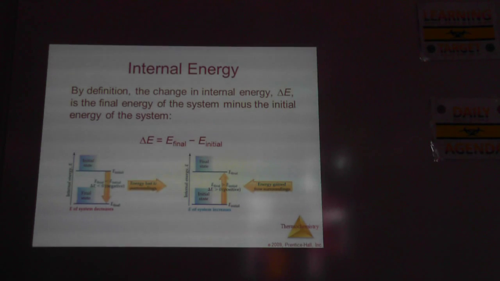So the Greek symbol delta, whenever you see that, that's always referring to the change. And so you can find that by taking the final energy of the system and subtracting that from the initial energy. So you can see final minus initial gives you the change in the energy.